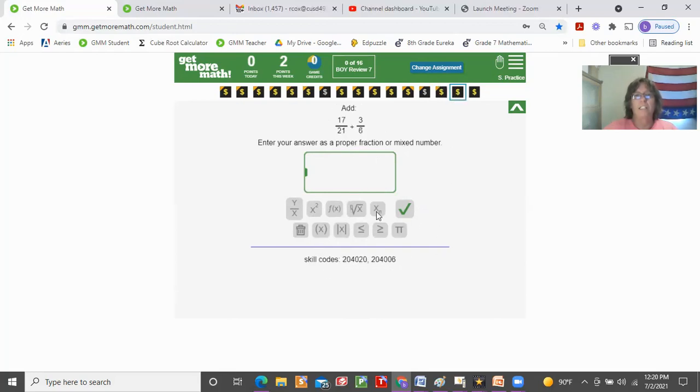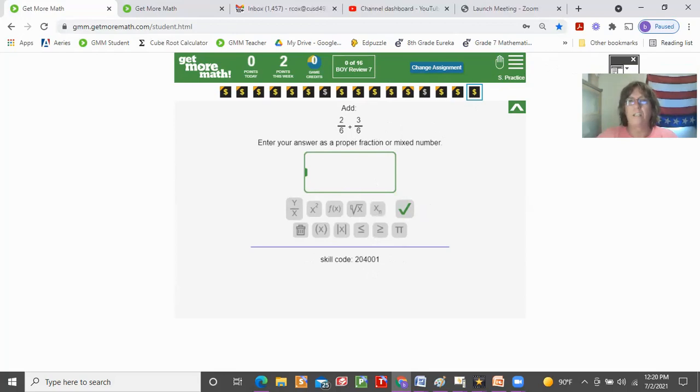204003. Here's a condensed adding fractions with different denominators, 204020 and 204006, and then adding fractions with the same denominator, 204001. So some of them are easier than others. And again, it's just to get them to really look at all of this work. And so those are the ones for this video. And now I'll just share the video that I actually taught the students.